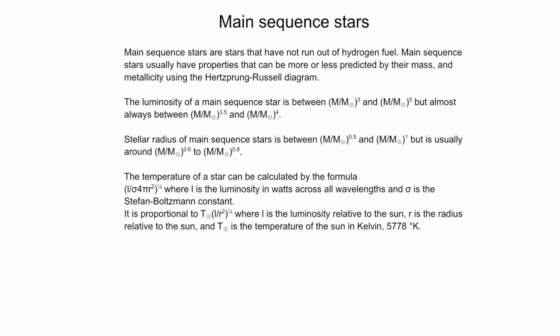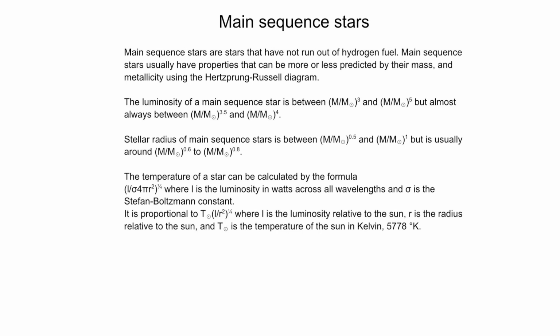The temperature of the star can be calculated by the formula: luminosity in watts over the Stefan-Boltzmann constant times the surface area of the sphere, which is 4 pi r squared, to the 1/4. Remember to do the radius in meters and not kilometers, because meters is an SI unit.